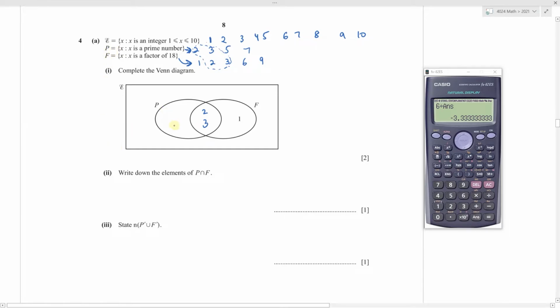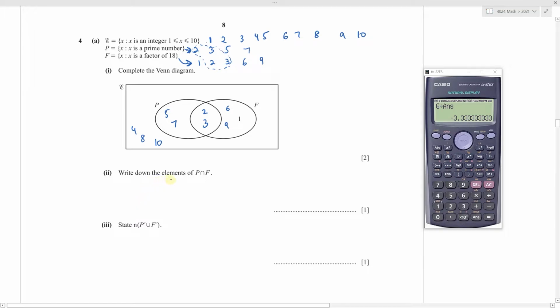So now let's write down the remaining numbers in set P. You've already written 2, 3 here. 5 and 7 are the other two. For F, 1 is already given, 2 and 3 are already written, then 6 and 9. And then the remaining numbers will be outside here. So 1 is here, 2, 3, 4 is missing, so 4 is outside. 5 is here, 6, 7, 8 is missing, so 8 is here. 9, 10 is missing, so 10 is here as well. So that's how you will complete this Venn diagram.